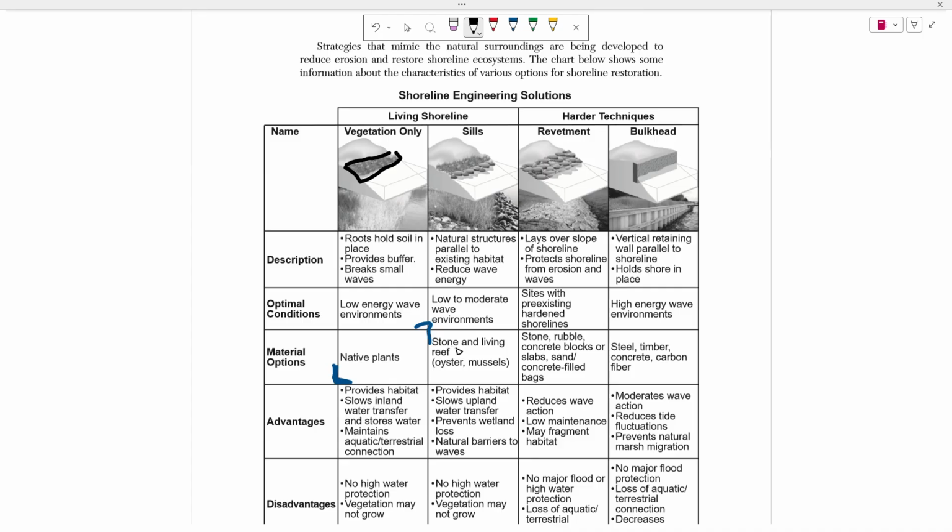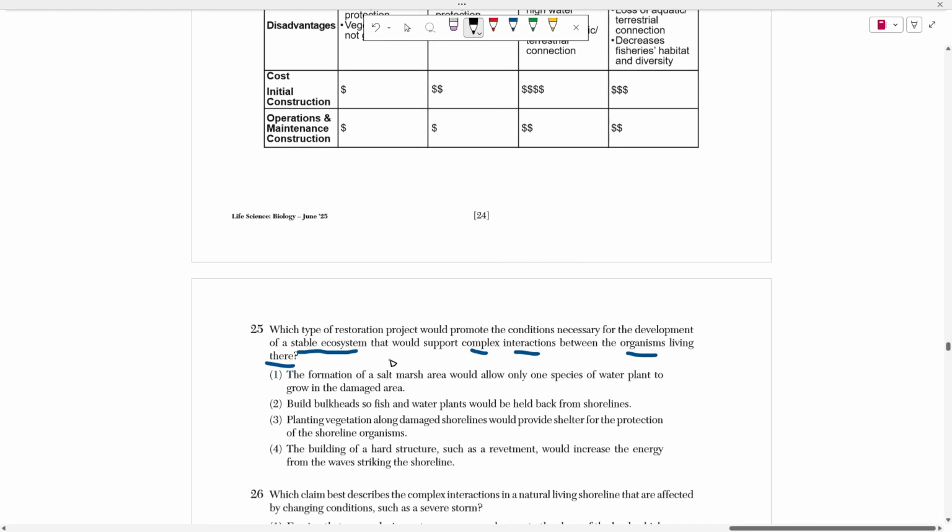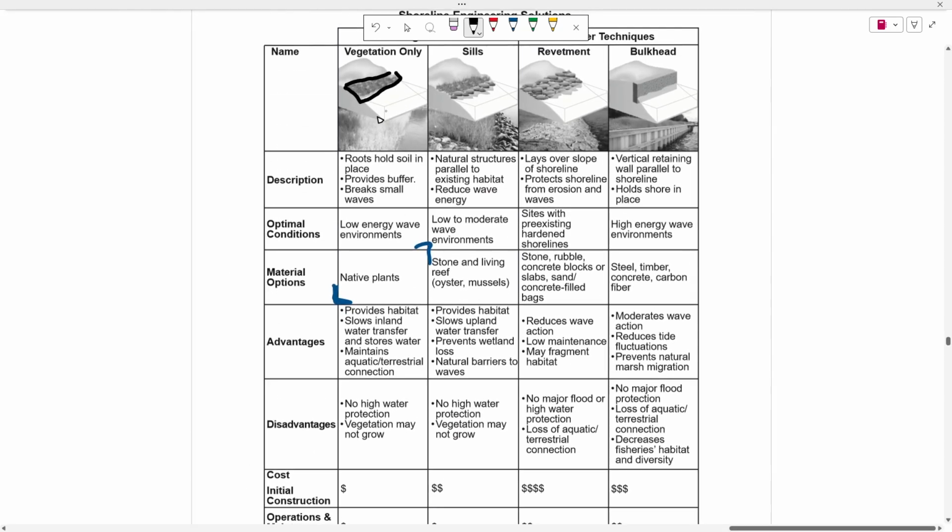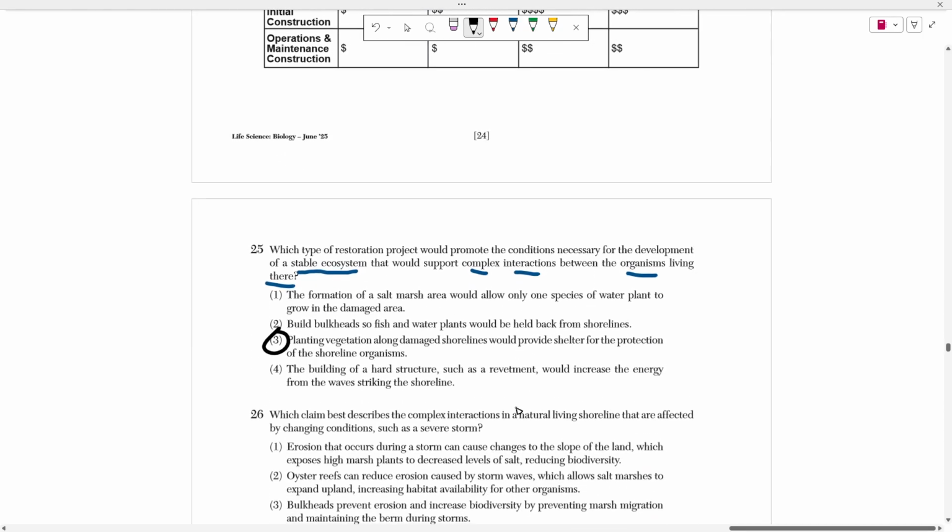Okay. Introducing stone won't help increase the stability of the environment, because the stability of the environment directly depends on how many native species are there. And if you're increasing the native species, that's always good for supporting the health of that environment. That's a very key detail you need to remember here. So the correct answer here obviously has to be 3. Planting vegetation along the damaged shorelines will provide shelter for the protection of shoreline organisms, right? Animals live in these plants, so providing more native plants will then allow for more habitats to form.